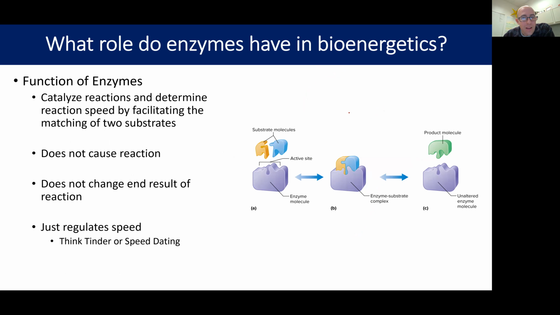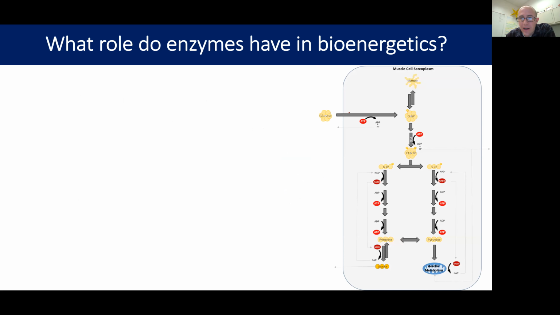Now, they're not causing the reaction. They're not making two things react that normally wouldn't. They just make it happen faster. So let me give you an example here. This is a diagram of glycolysis, and you're going to get extremely familiar with this simplified diagram by the end of the semester. But what this illustrates is the process of going from glucose down to pyruvate. And in that process, you're going to release energy to shove ATP back together.